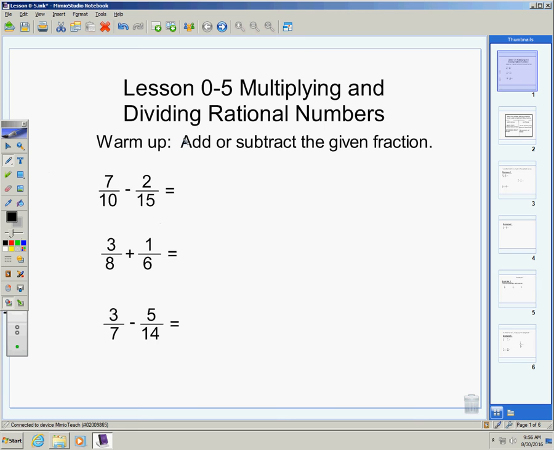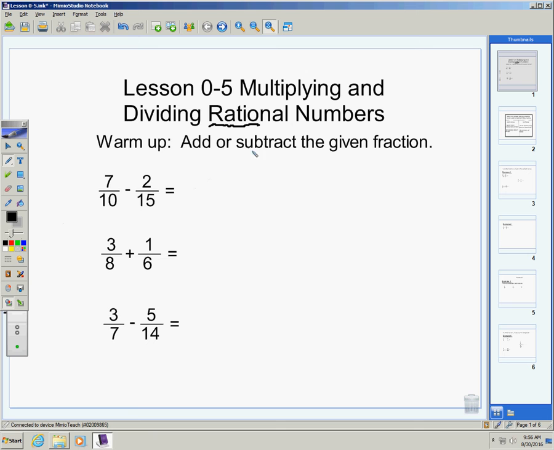So for this lesson, we're going to be talking about multiplying and dividing rational numbers. Remember, rational numbers, whenever you see this ratio, it means we're talking about a fraction. So we're going to be multiplying and dividing fractions. That's what rational numbers means.